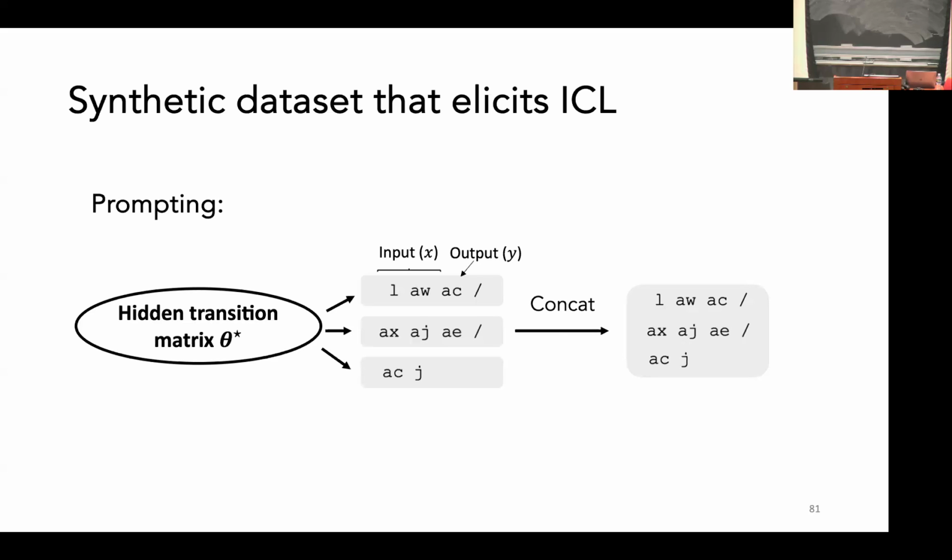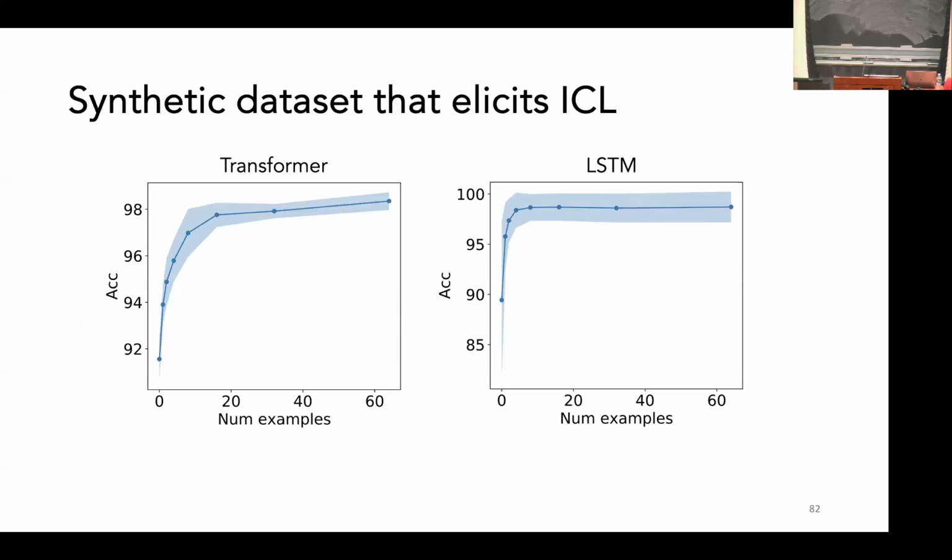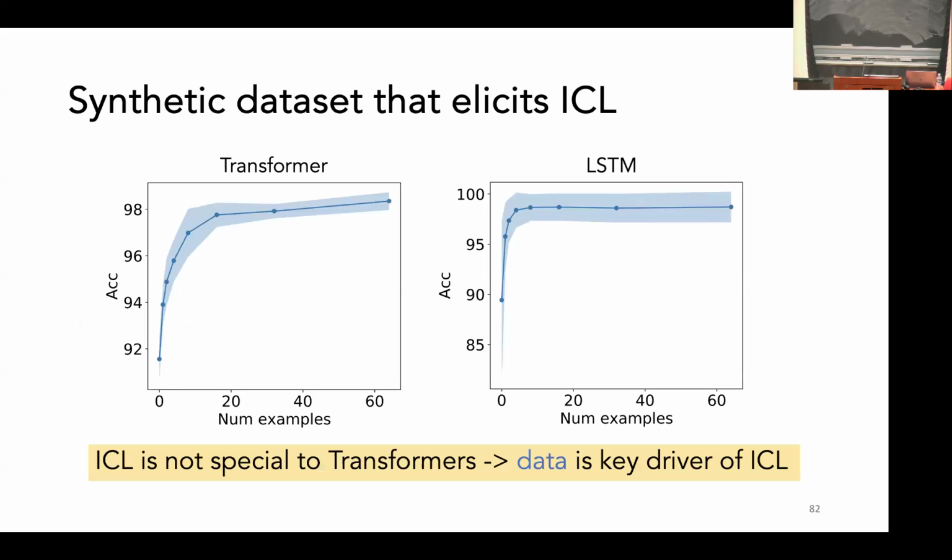So when we train both transformers and LSTMs, two popular architectures for language models, on the pre-training data set, we find this in-context learning behavior on the prompts, where with more examples in the prompt, the accuracy on that task improves. And in particular, because this works for both transformers and LSTMs, this suggests that in-context learning is not special to transformers, which is a popular architecture used today. It suggests instead that data is a key driver of in-context learning.